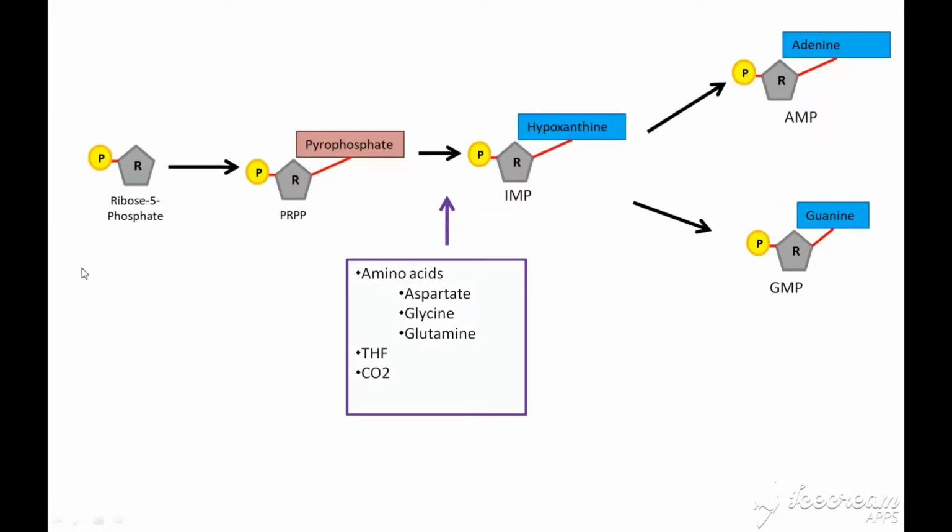Just to recap the purine synthesis pathway, we start with ribose 5-phosphate, and that's converted into PRPP. PRPP is then converted into inosine monophosphate, or IMP, through a series of enzymatic reactions. During that process, the amino acids aspartate, glycine, and glutamine are consumed, along with tetrahydrofolate and CO2. The amino acids are the source of nitrogen, and tetrahydrofolate and CO2 are the source of carbons that make up the rings on the nitrogenous bases. IMP is then converted into either AMP or GMP depending on the need.